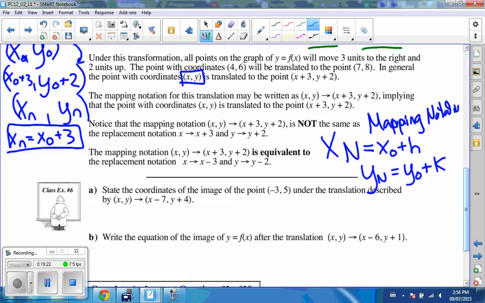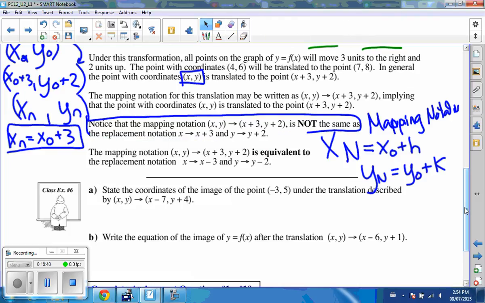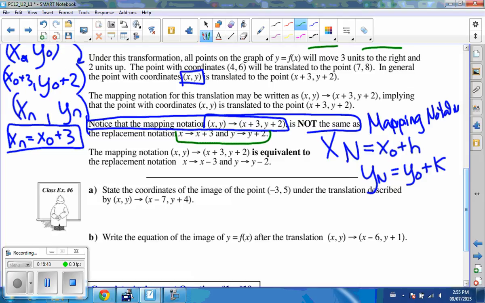And they're sneaky because they look very, very similar. So this is mapping notation, right? And this is, actually, let me redo that here a little bit. That's the mapping notation, this top thing. And this is the replacement notation of this thing. Again, as long as you keep straight which is the old point and which is the new point, you're in great shape.